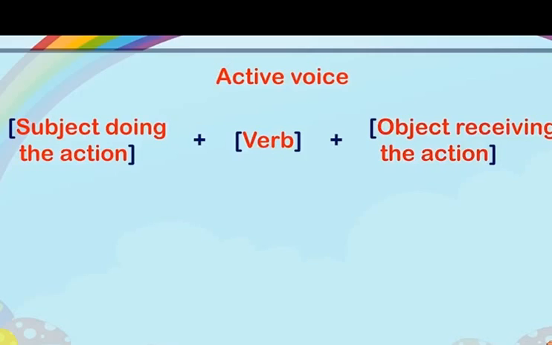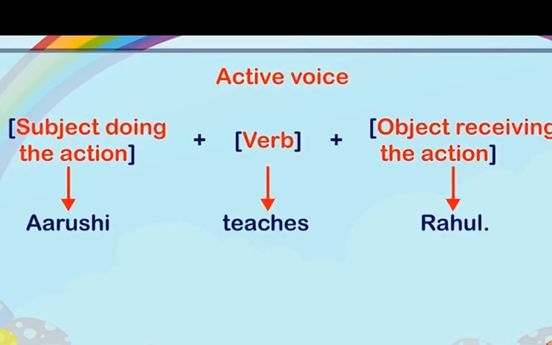For example, Arushi teaches Rahul. So Arushi is the subject doing the action teaches. She teaches Rahul. To whom does she teach? To Rahul. So we get the object, a direct object. So Arushi is the subject doing the action. So this is active voice.